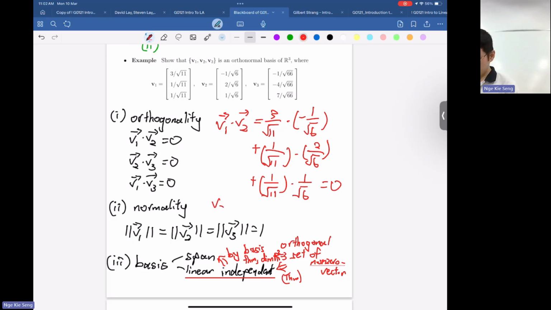And how about v2 dot v3 here? Can we straight away compute? The denominators are all the same, square root 6 times square root 66, so you only need to care about the numerator. First you get -1 times -1. Second, 2 times -4. Third, 1 times 7. So 1 plus -8 plus 7 is 0.